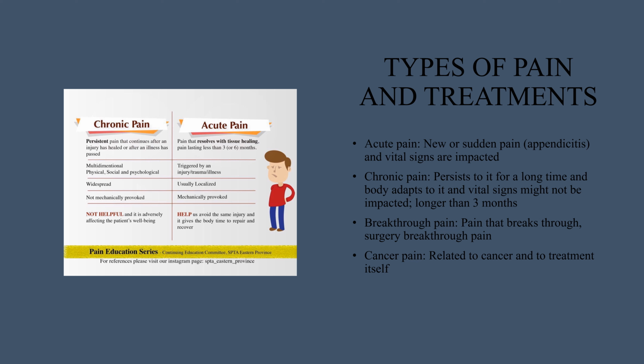And then we have breakthrough pain. So think of this as like surgery pain. So we have somebody who just had surgery. We're trying to keep them medicated on pain meds, but they might have that breakthrough pain where they need PRN medications. And then, of course, we have cancer pain, which is horrific, but it's related to the cancer and the treatment itself. So people with cancer pain will be on higher doses of stronger pain medications.